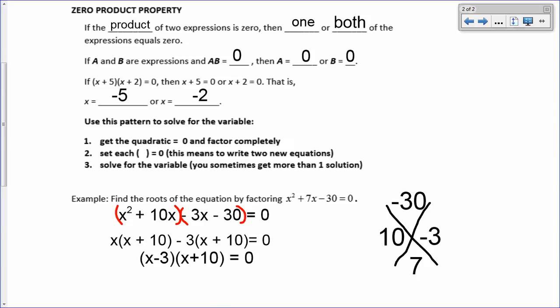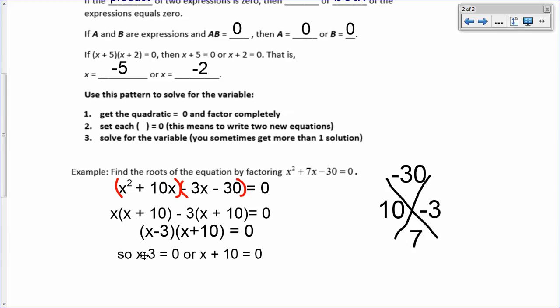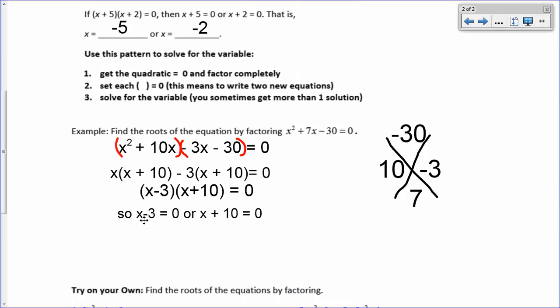Now that I have my factored form, I'm going to set each of these equal to 0. So x minus 3 equals 0, or x plus 10 equals 0. That's the only way this will come out to be equal to 0 when you multiply them. So now I just go ahead and get x by itself. I'm going to add 3 to both sides here. I'm going to subtract 10 from both sides here. x equals 3, or x equals -10. You could say and, it's fine. They're your solutions. Okay? Those are the two possibilities that would make it true.